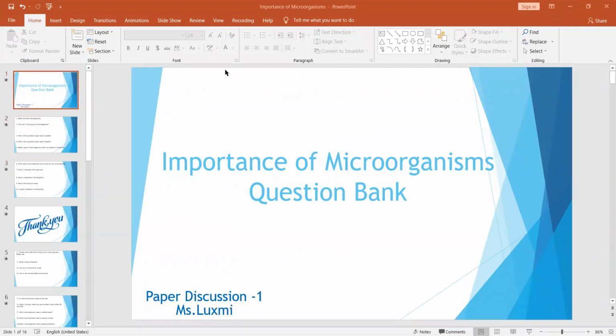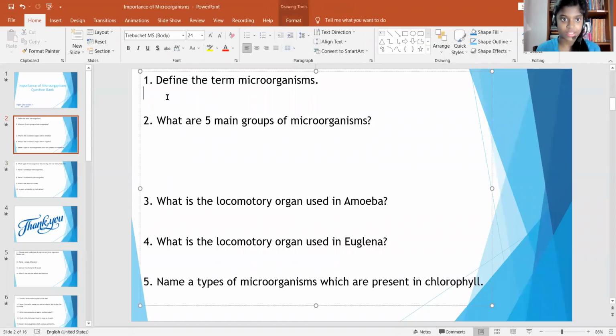Okay children, so this is the first chapter, Importance of Microorganisms, paper discussion 1. Let's see the first question. Define the term microorganisms. Children all know what "define the term" is. Define the term means we should say what is the meaning of microorganism.